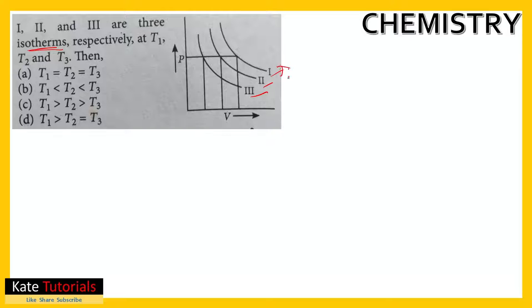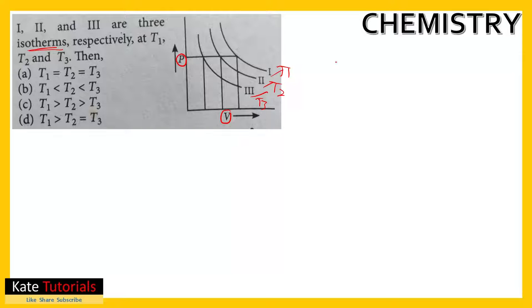So this is at T1 and this is at T2 and this is at T3. So they have meant the temperature is constant, and they have plotted the graph of pressure versus volume, and we have to tell whether T1 is equal to T2, or which option is true, right? Or T1 is smaller than T2, T2 is smaller than T3. These things we have to tell, right?